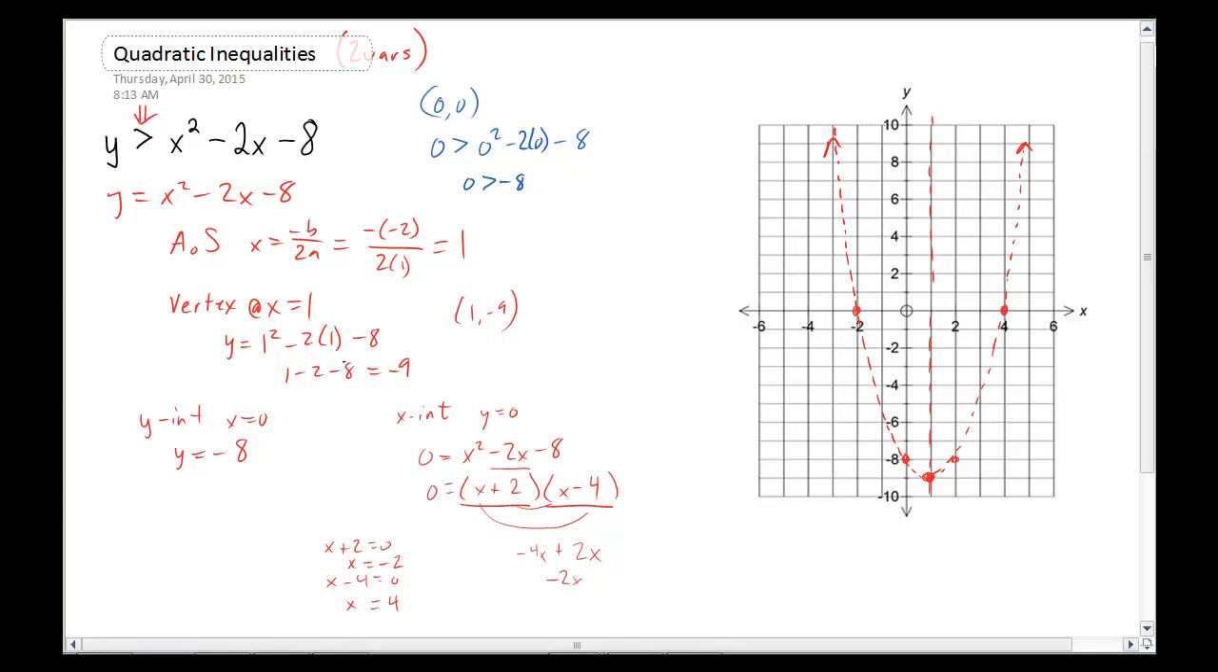That is a true statement, which means that the point that I tested is in the shaded region, because that point is true. It makes the statement work. And because it makes the statement work, that's where I'm shading. I'm shading all of the points that make this function work. That means I could pick any point out of this shaded area and put it in this inequality, and it would result in a true statement.